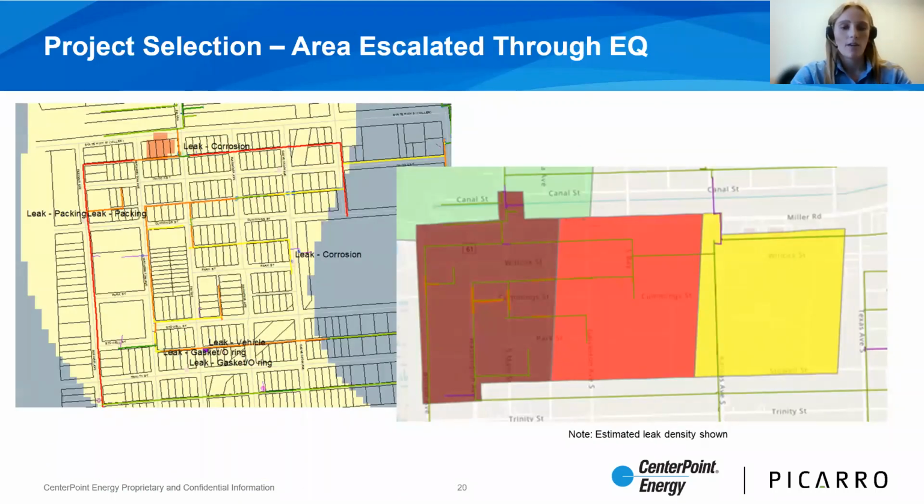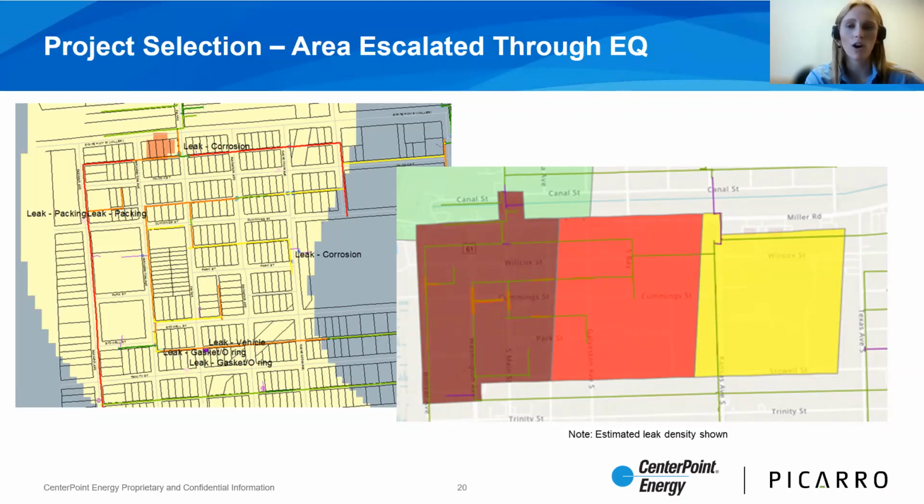So this is an area that was actually accelerated for replacement during our review of the system. On the right-hand side, you can see that's the Picarro EQ data. I mentioned that each year we look at our leak density heat maps that are red. As you can see on the left, there is no red blob. There's barely even any orange.